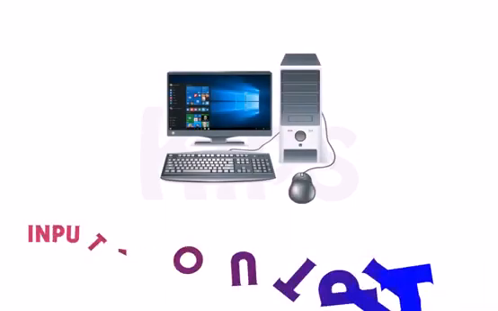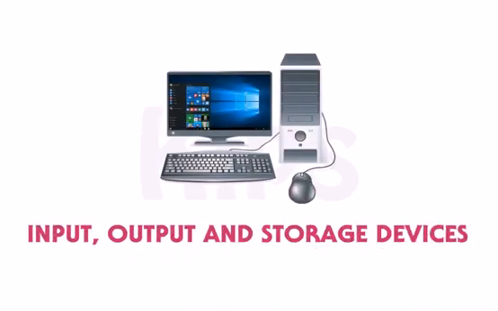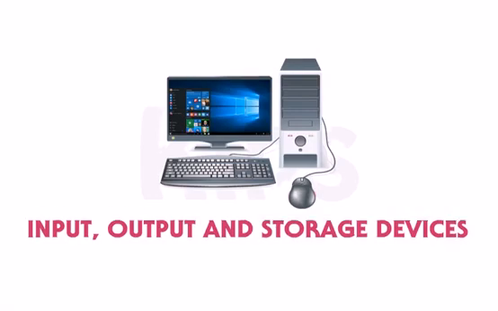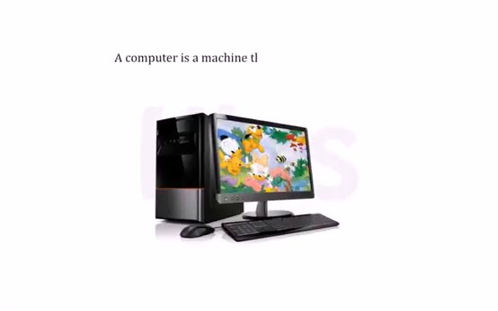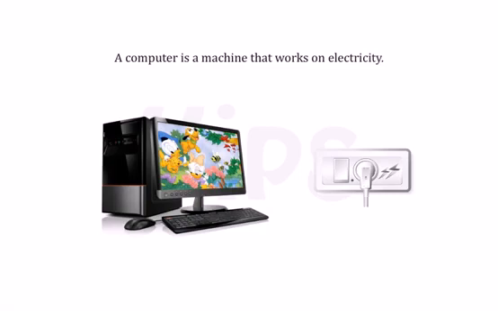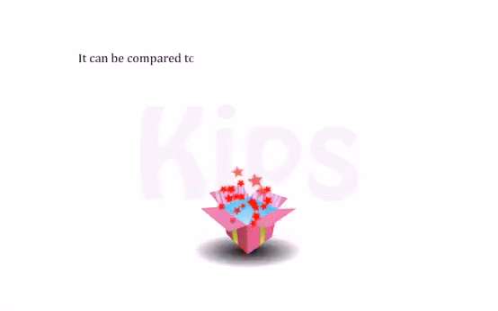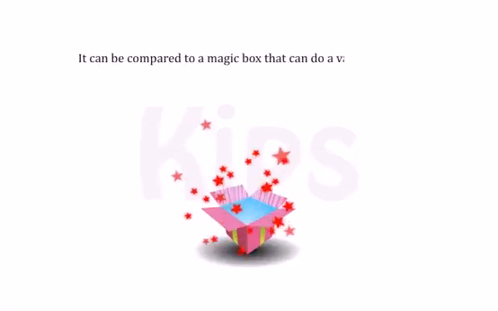Students, today we will learn about input, output and storage devices. A computer is a machine that works on electricity. It can be compared to a magic box that can do a variety of jobs.